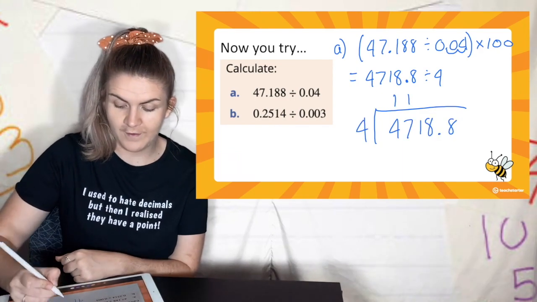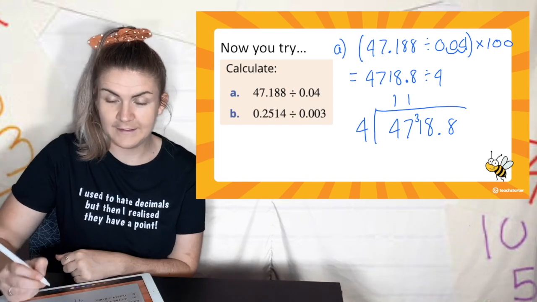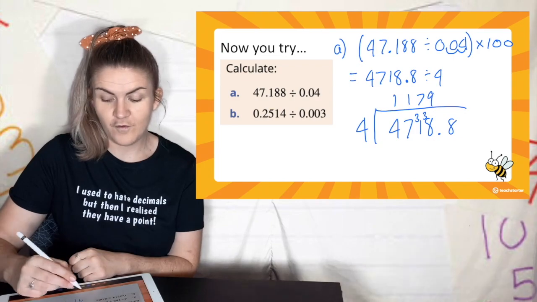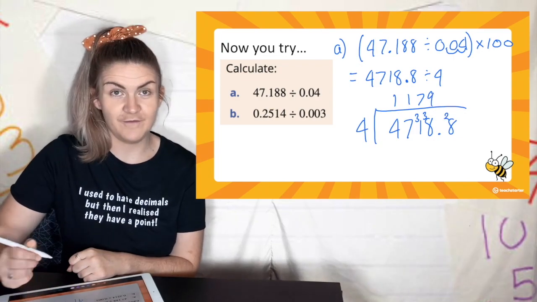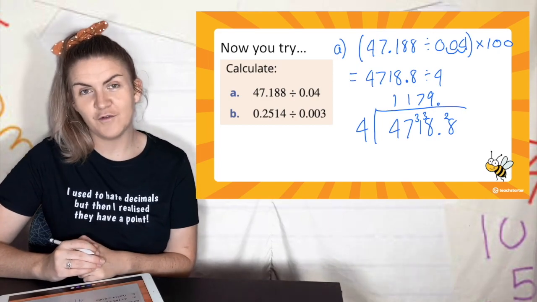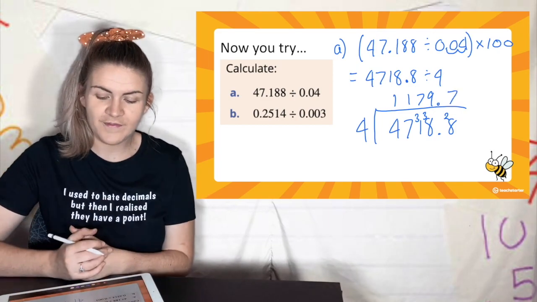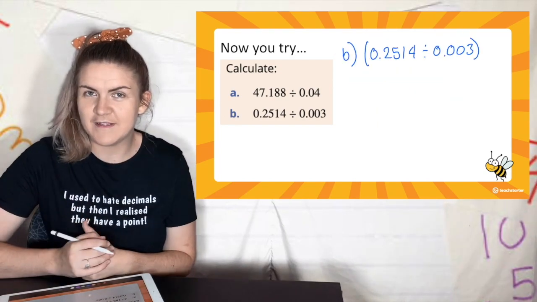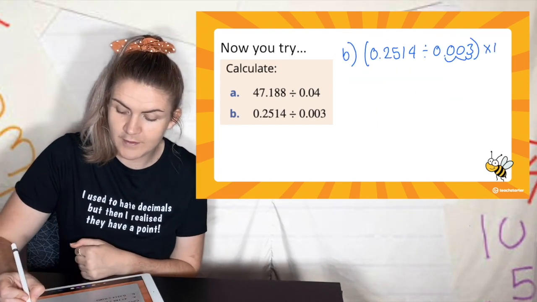4 into 4 goes 1. 4 into 7 goes 1, 3 left over. 4 into 31 goes 7 with 3 left over. 4 into 38 goes 9 with 2 left over. I've hit a decimal point. I put a decimal point in my answer. And 4 into 28 goes 7. 1,179.7. B. My divisor is not a whole number and I need it to move 1, 2, 3.